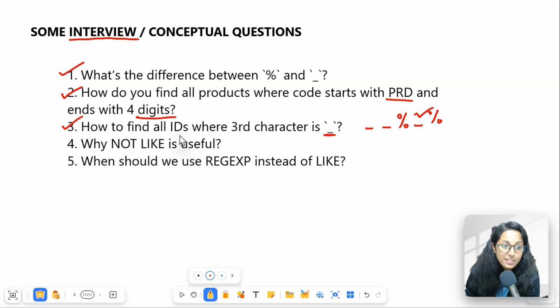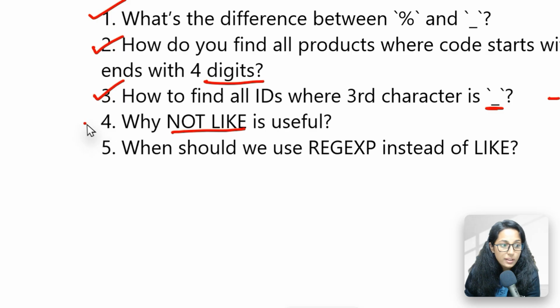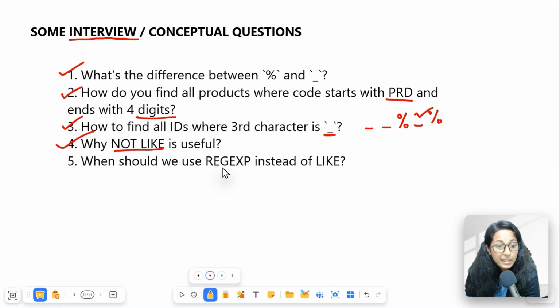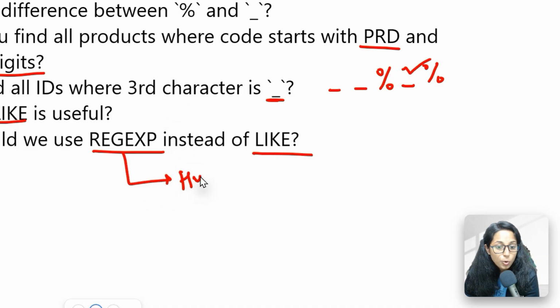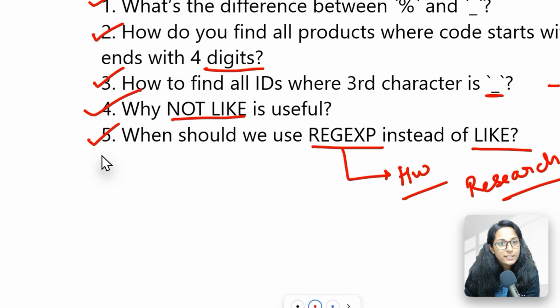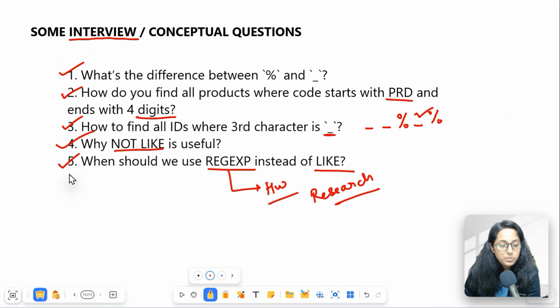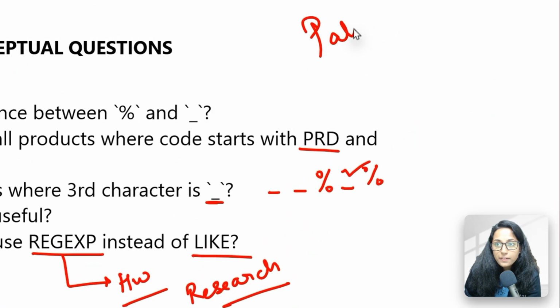Why is not like useful? We saw one scenario where we were expected to exclude some of the attributes, where the not like keyword helped us. When should we use regexp instead of like? This is another terminology just similar to like. I would want you to do homework on this and do some research about it. How is it similar or what is the exact difference, so that you are able to understand the overall concept of whatever we were doing in pattern matching.